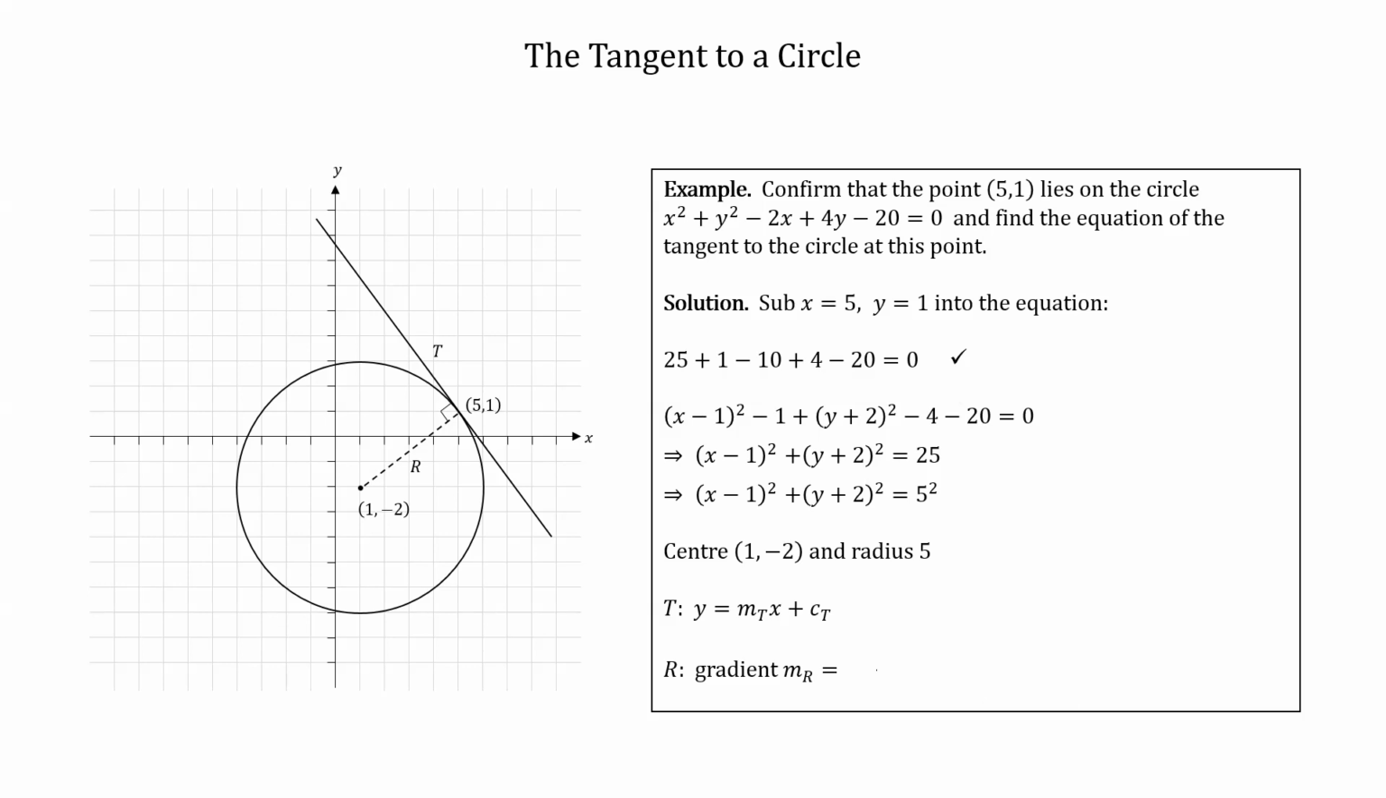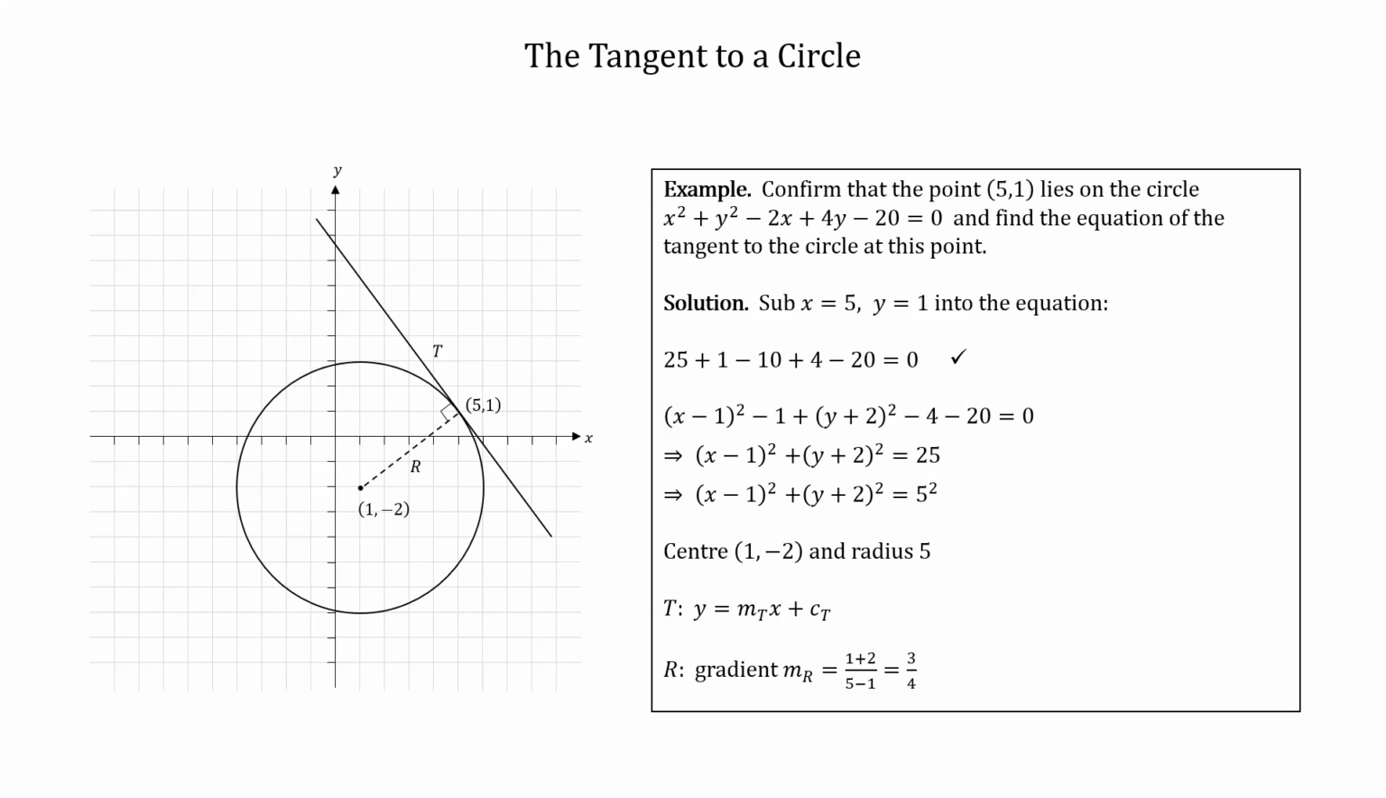Well, we can calculate this because we have two points on R. We have its endpoints, (1, -2) and (5, 1). So we just plug those into the definition for a gradient, and we get that the gradient is (1 - (-2)), which is 1 + 2, over (5 - 1), which is, of course, 3 over 4. So the gradient for R is 3/4.